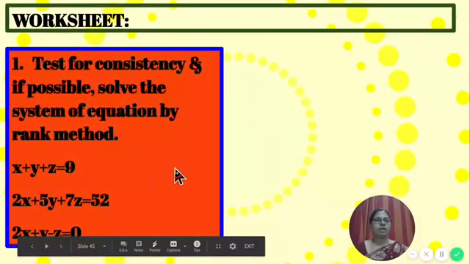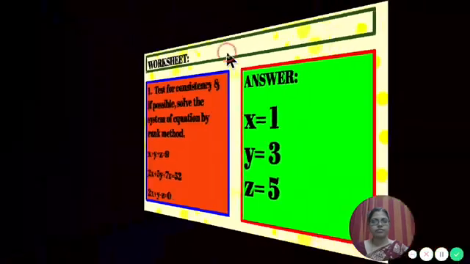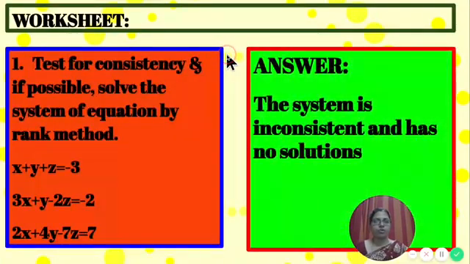So these are the practice problems. You can work them out at home and check the answers. This is also another practice problem. You can work it out at home and then check the answers.